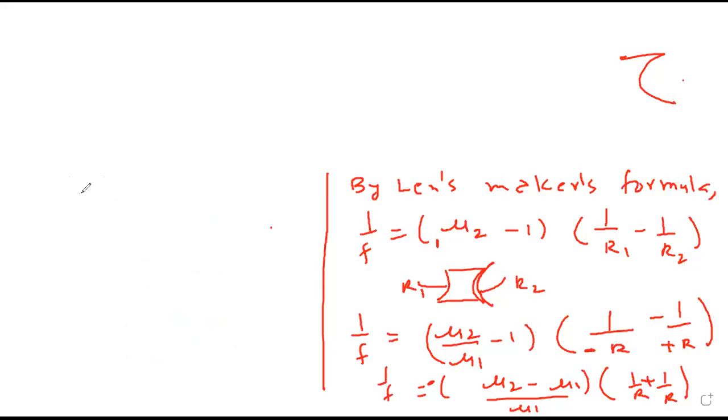When you complete, please guide me. Done, sir. 1 upon F, can I write it as power? Yes, sir. Okay, so power equal to minus mu 2 minus mu 1 upon mu 1 into 2 by R. Now all quantities are given except R. So I'm substituting the value.